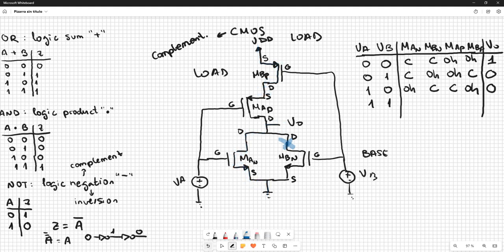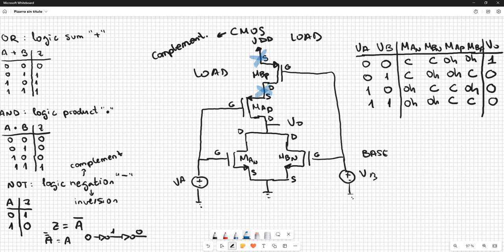I think that this is quite easy once you know how to interpret ohmic and cut in each transistor. It is quite easy to know what the output is depending on the input of the transistor. So we have the last case. In the last case, both transistors in the base part are in ohmic because they have 1 at their gates. So if the base transistors are in ohmic, the complementary transistors, the PMOS, are going to be in cut. And again, we are going to have a 0 because in the load part, both transistors are cut.